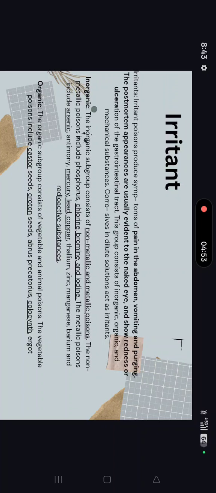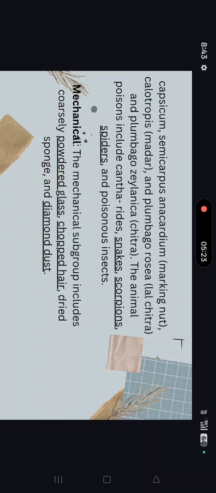In organic, there are croton seed and castor seed. The castor seed is poisonous when we take it in raw form, but castor seed oil is harmless. The drugs which have an effect on the stomach, like croton, colocynth, which come under irritant, croton, colocynth, and anacardium, capsicum, calotropis. It also includes animal poisons, that is snake, scorpion, spiders.